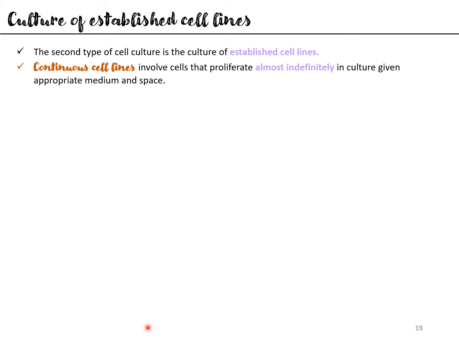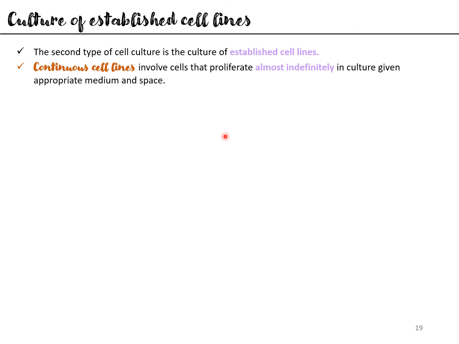Now these established cell lines are typically immortalized because they are derived from either cells that have been transformed within the body itself before they were derivatized to establish a cell line, or cells that have been transformed either chemically or by using some viruses to ensure that they're immortal and that they can divide indefinitely. That is what makes them continuous.